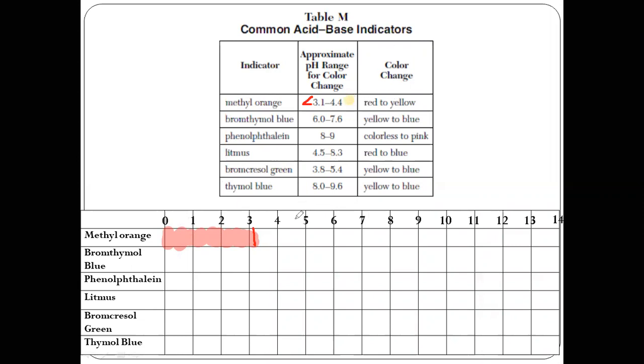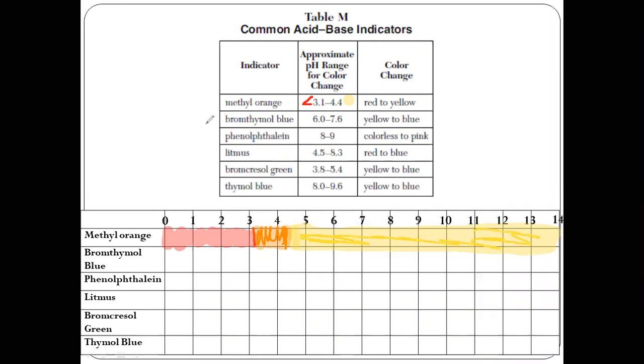Above 4.4 is yellow. So that means all the way to 14. This is the pH scale. Okay, and then in between you have orange, because red plus yellow make orange. Those are kind of tricky, hard to see. Maybe I'll just label them. Okay, so orange, and then above is yellow.